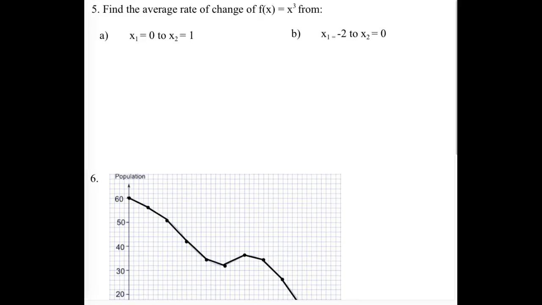All right, so it says to find the average rate of change for f of x equals x cubed. Think about what an x cubed graph looks like. Can you picture it in your mind? It has that curve, that twist. Okay? So we have this curved graph.